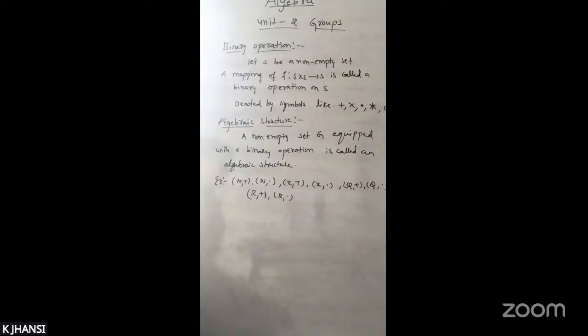Next we have the concept of a groupoid. A groupoid is a non-empty set G equipped with one binary operation star. So with any one binary operation, if a non-empty set is equipped with that operation, it is called a groupoid, satisfying the condition of addition or multiplication with respect to that set.